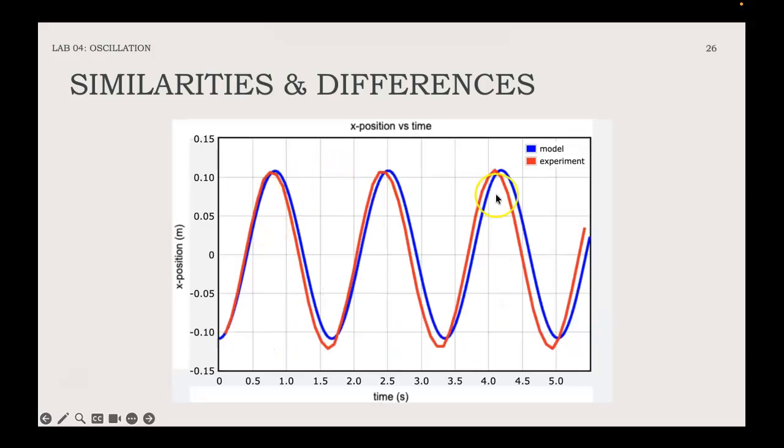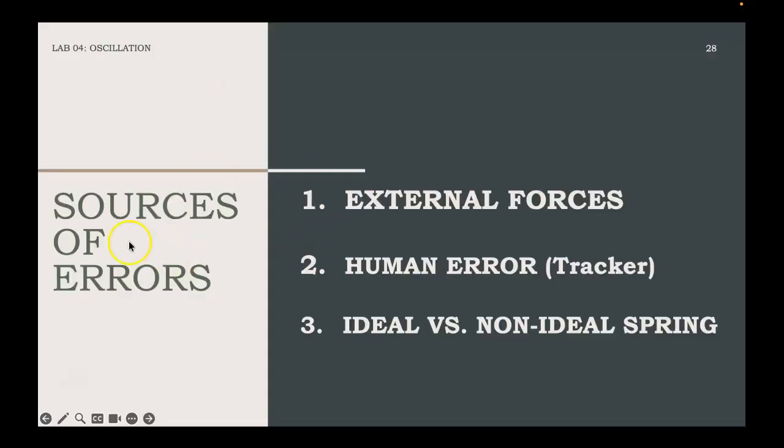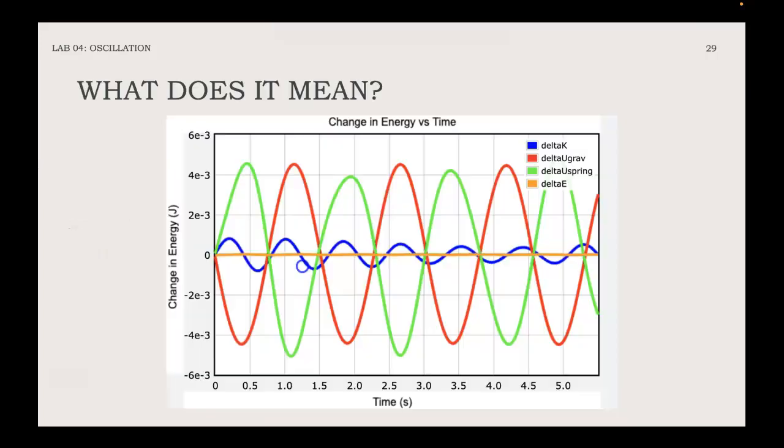As you can see, our x graph is quite similar still. Our red is experimental, our blue is model. They're pretty similar in terms of their dips and their peaks. There's some slight deviation because of sources of error. One source of error is the external forces, including air resistance, that we assumed weren't there to begin with, which might have impacted the data, as well as human error in center of mass tracking with our software. We also assumed that this was an ideal spring, and if it was not an ideal spring, then that could have also impacted our data.